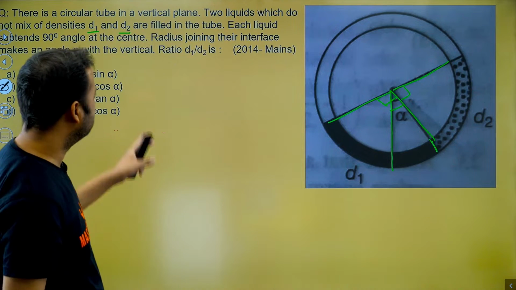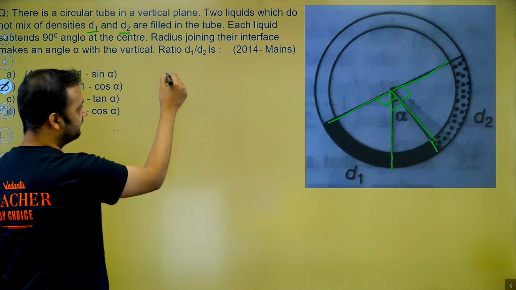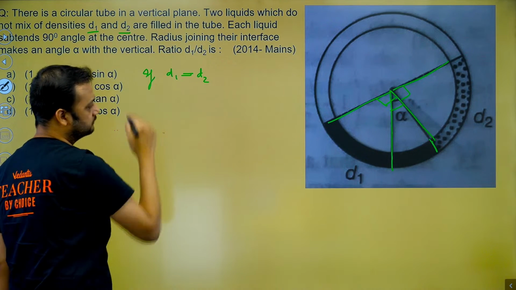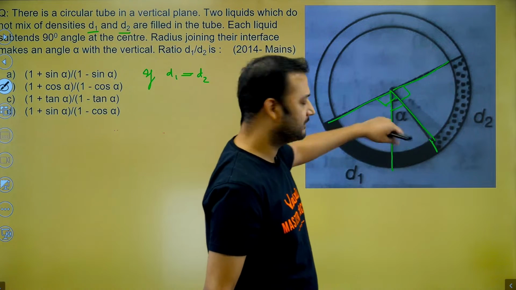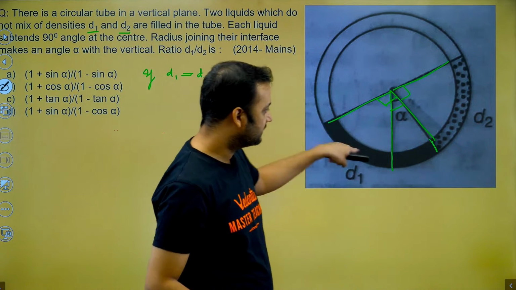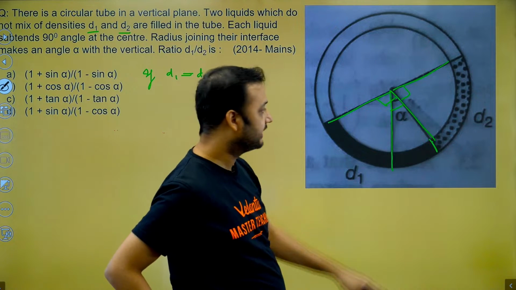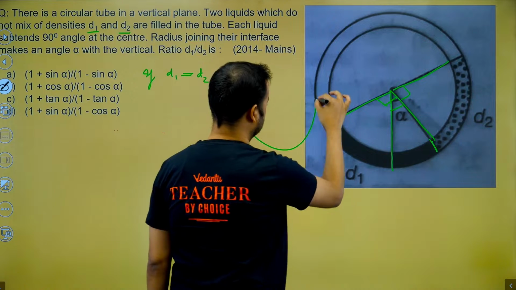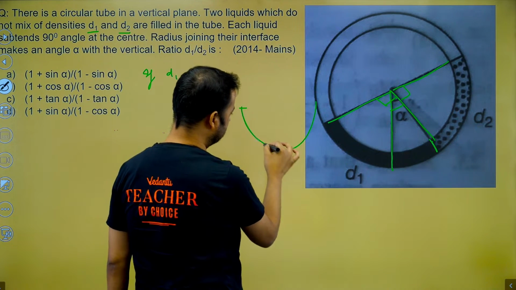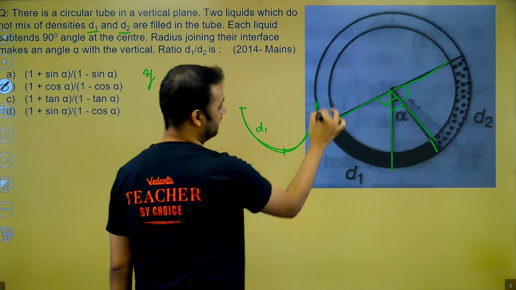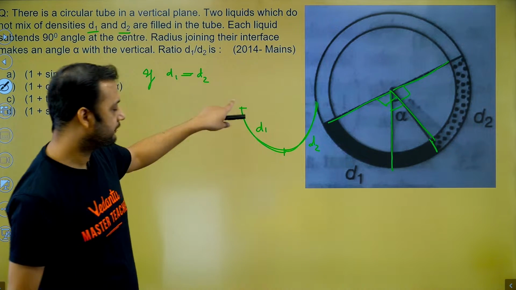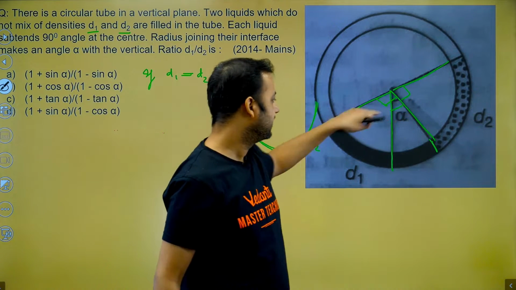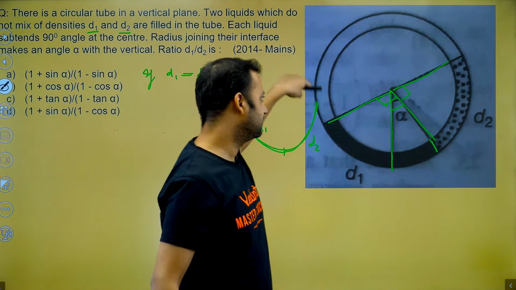Imagine what happens if I assume d1 equals d2. That means both these liquids are of the same density, right? Then alpha will become 0, because both the liquids will just be occupying this part. From here till here will be liquid d1, and from here to here will be liquid d2. If d1 and d2 are of equal density, then the whole thing will just be in the bottom half of the tube.